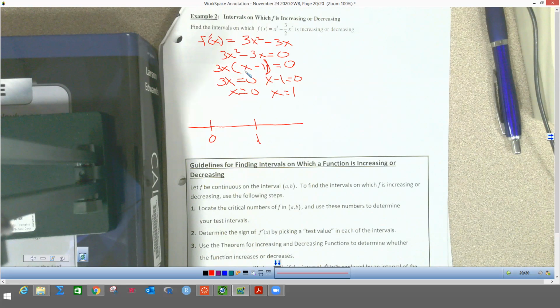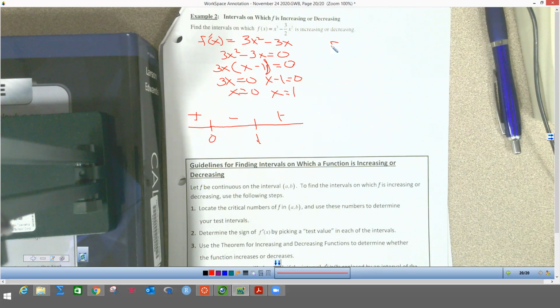So I'm going to plug it in right here. If I plug a negative number in here, I get a negative right here. So that's a negative. And a negative minus a number, minus 1, is a negative. So negative times a negative means we're positive here. I'm going to plug in a half. So a half times 3 is a positive. A half minus 1 is a negative. So negative times positive is a negative. And then plugging in 2 is positive, positive, positive.